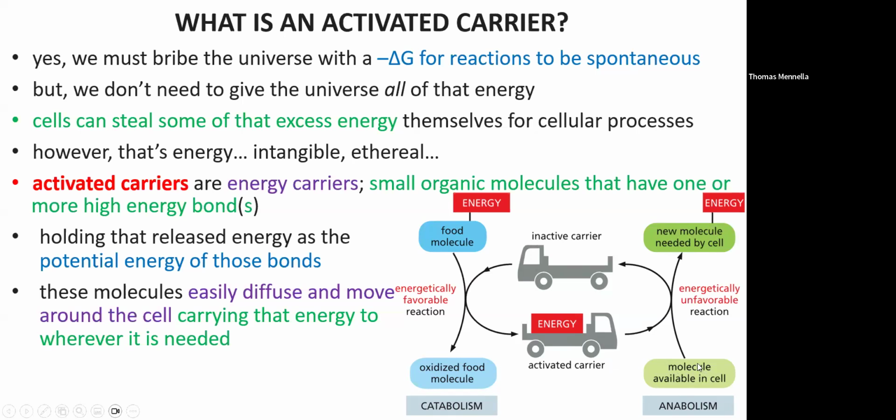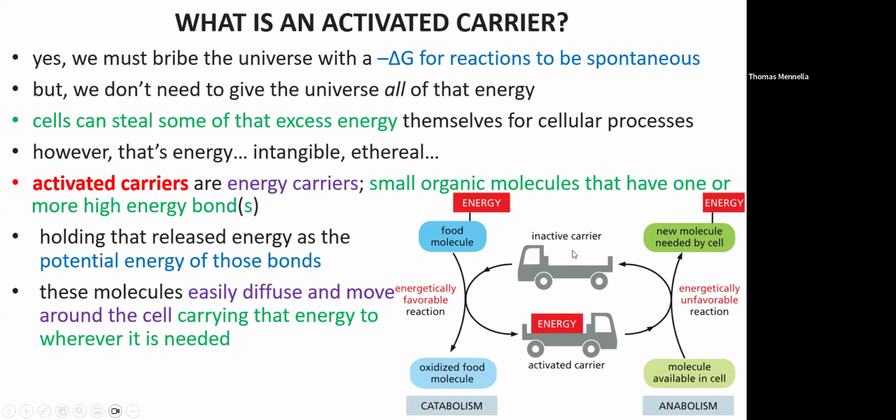And when we do this, we go from monomers to polymers, we're decreasing entropy, we're increasing order, making those reactions energetically unfavorable. They have positive delta Gs. But if in order to do that reaction, we're releasing the potential energy of the carrier, we can offset this positive delta G with the negative delta G of this energy release, and we can bribe the universe with the difference.